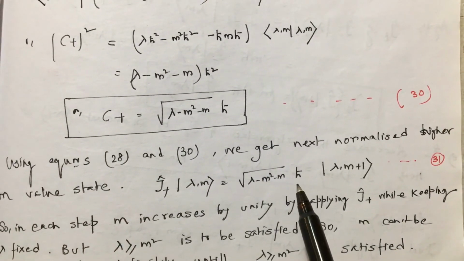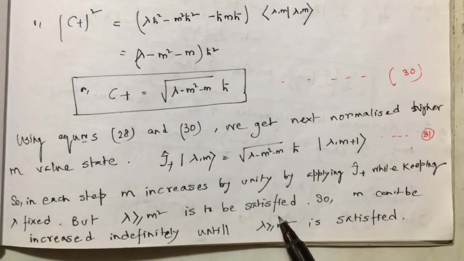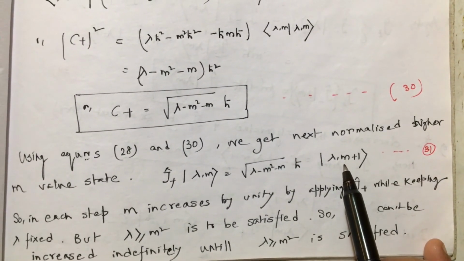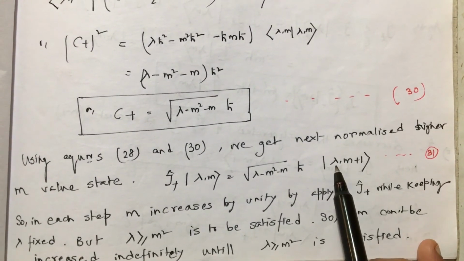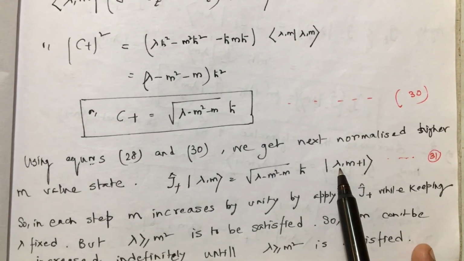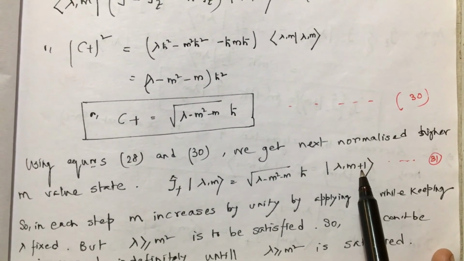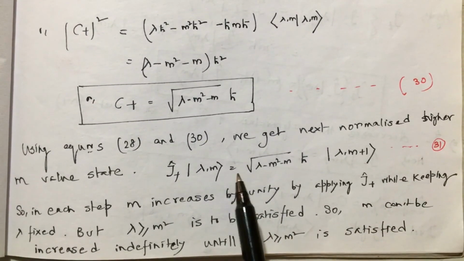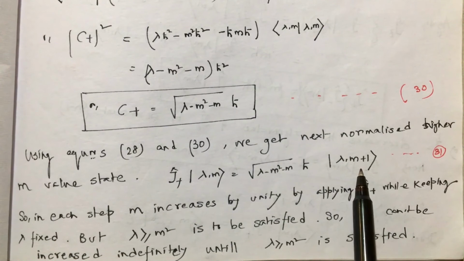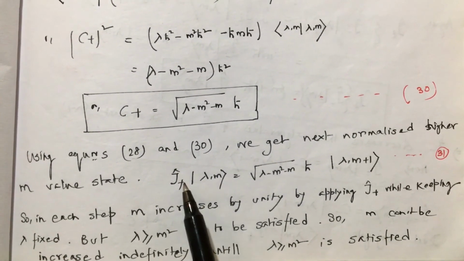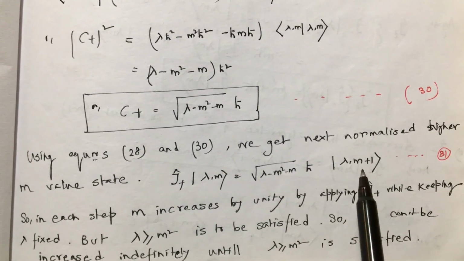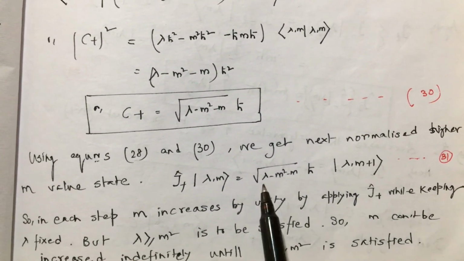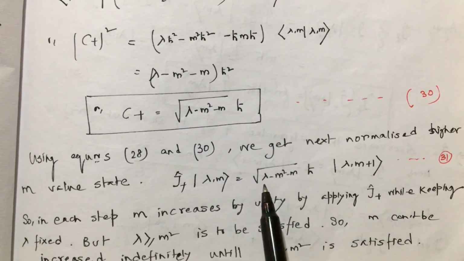So using equation 28 and 30, we will be able to evaluate the new eigenstate, which is denoted by |λ, m+1⟩. λ is the value of the angular momentum, m plus 1 is the projection of this angular momentum, and the eigenvalue is this one. So we are getting a new eigenstate from |λ, m⟩ by the operation of J plus, and the new eigenstate has a new m value increased by 1 unit, and the eigenvalue for this particular state is this one.